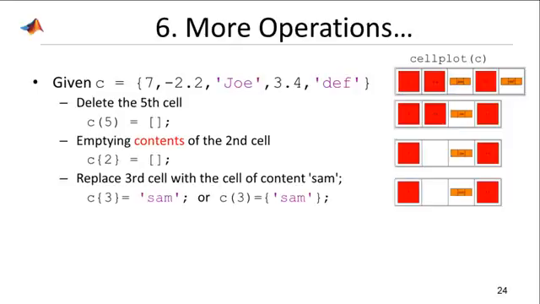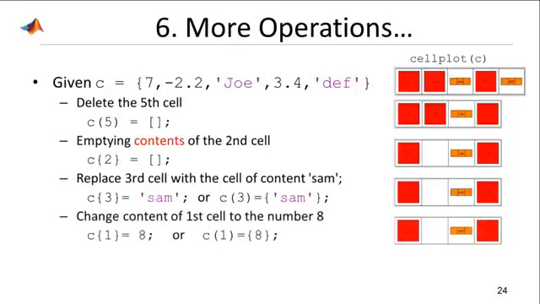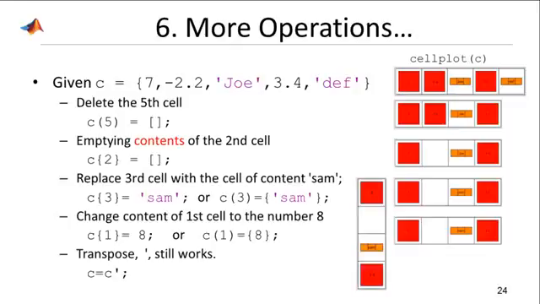You can of course replace a content by another one. There are 2 ways. Either you access the content immediately using the curly braces, or you tell you want to replace the whole container by a container, so notice the little curly braces again, with the new content. You can do the same with numbers. Either you replace the container's content, that's option 1, or you replace the container itself with a completely different container. Transpose of course still works. These are, after all, still arrays.